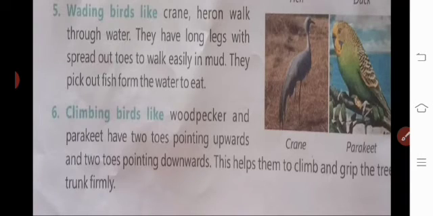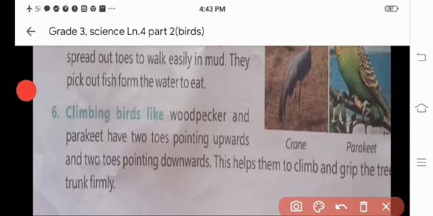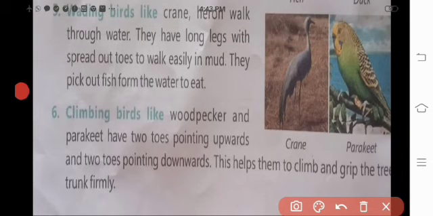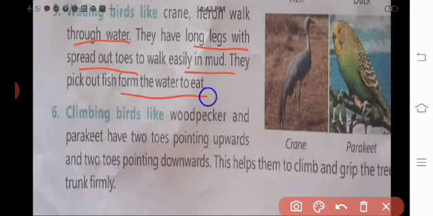Next one is the wading birds. Wading birds like crane and heron walk through water. They have long legs and spread out toes to walk easily in mud. They pick out fish from the water to eat. You see the crane has long legs, isn't it? To catch the fish in the water.